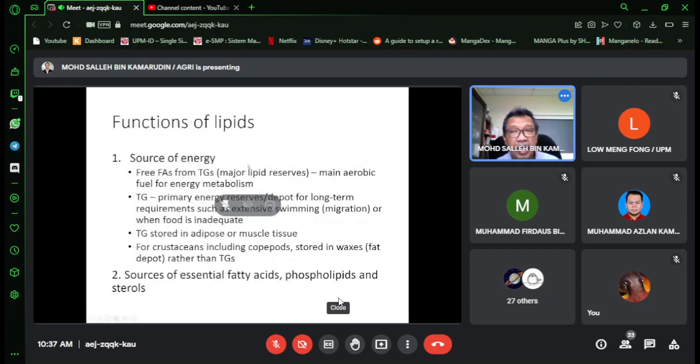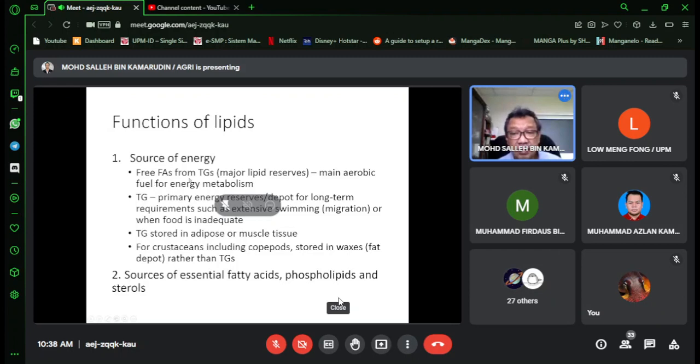Alright, we have talked about lipid in general, their classification and types of fatty acids. What are the functions of lipid, especially in fish? Number one is the main source of energy. In fact, it's not cheap, it's the second cheapest energy source.